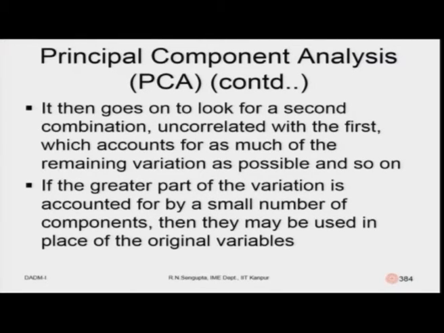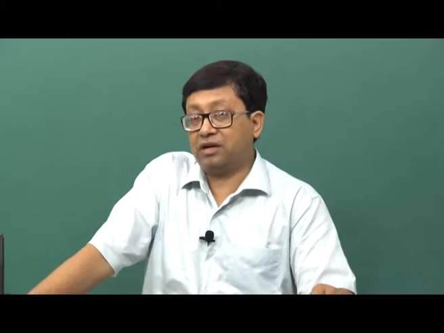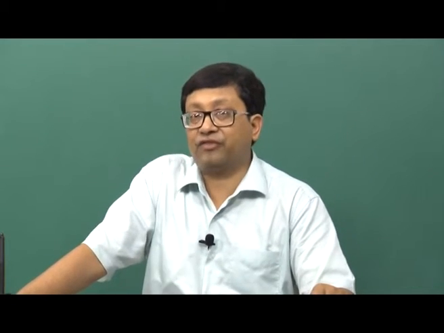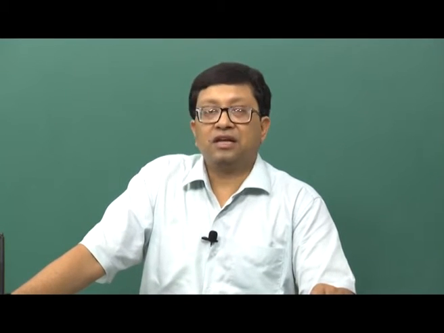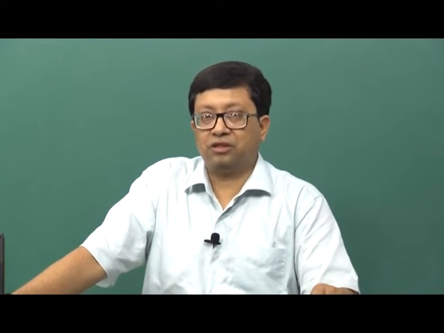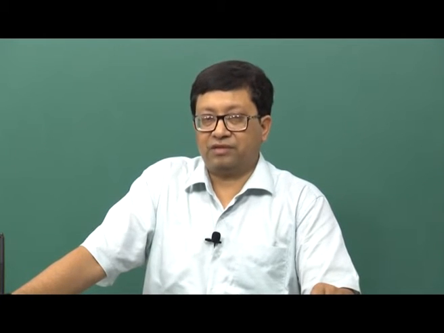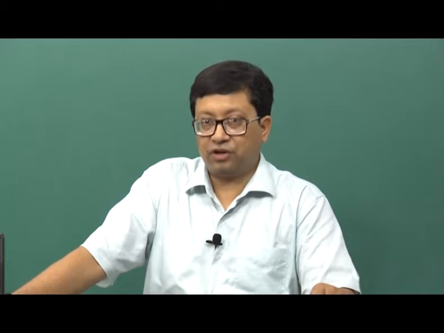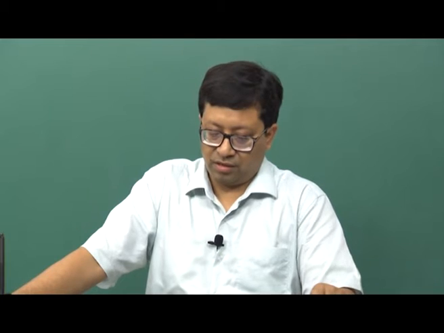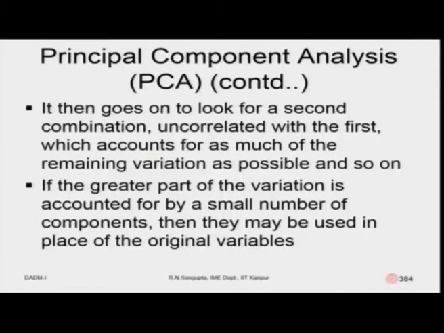It then goes on to look for a second combination uncorrelated with the first. When I mention uncorrelated, it basically has something to do with orthogonality in the graphical framework. That is why I mentioned that we would definitely have done such small things in class 10, 11, 12, such that pictorially it will be very easy for us to look at how principal component analysis works. It then looks for a second combination uncorrelated with the first, which accounts for as much of the remaining variation as possible, and so on and so forth.